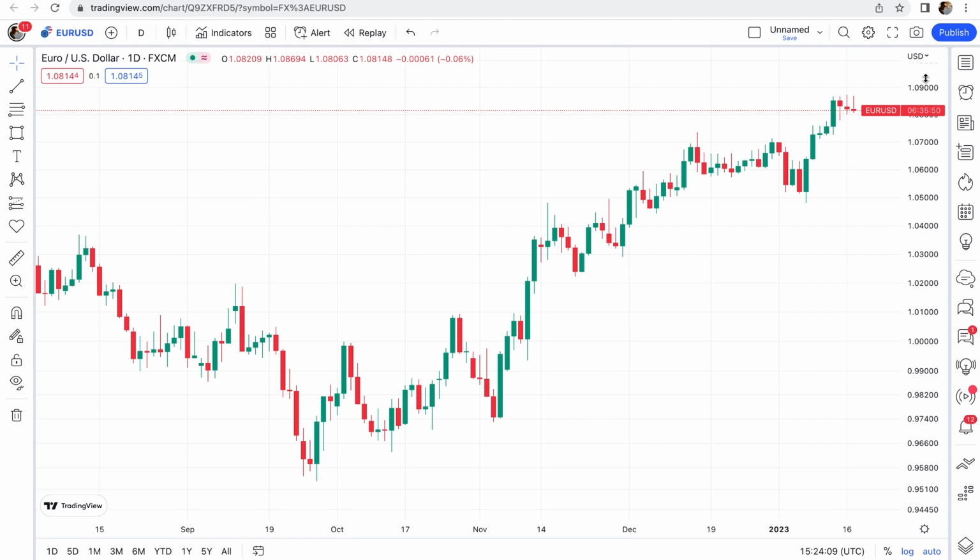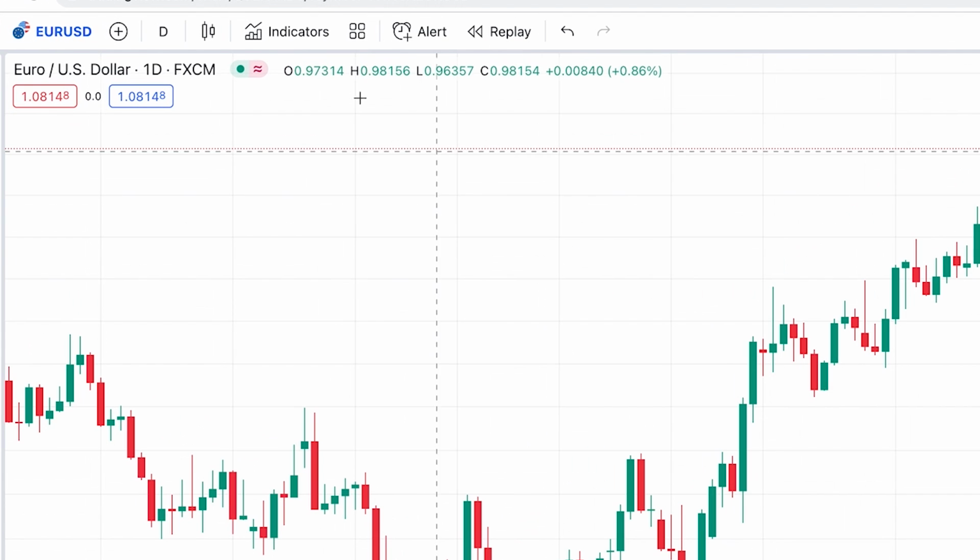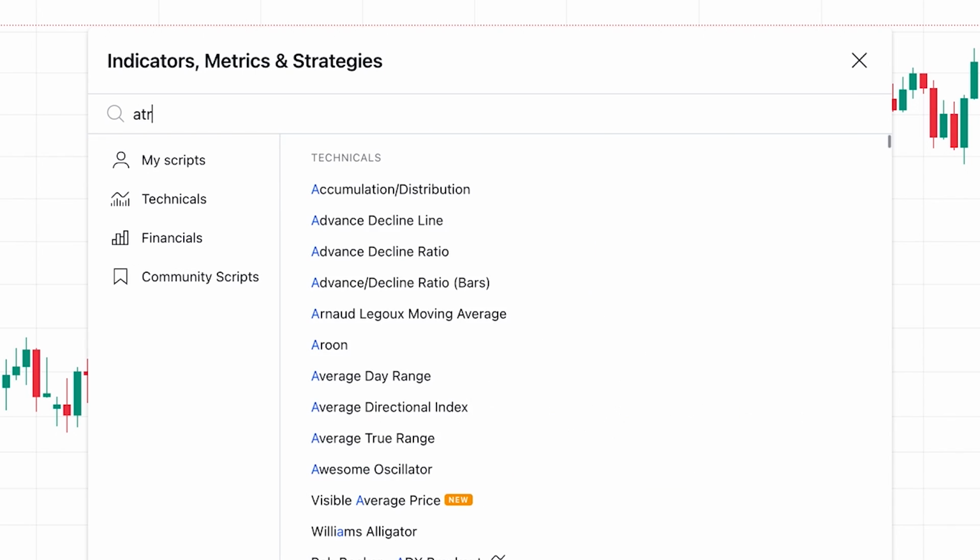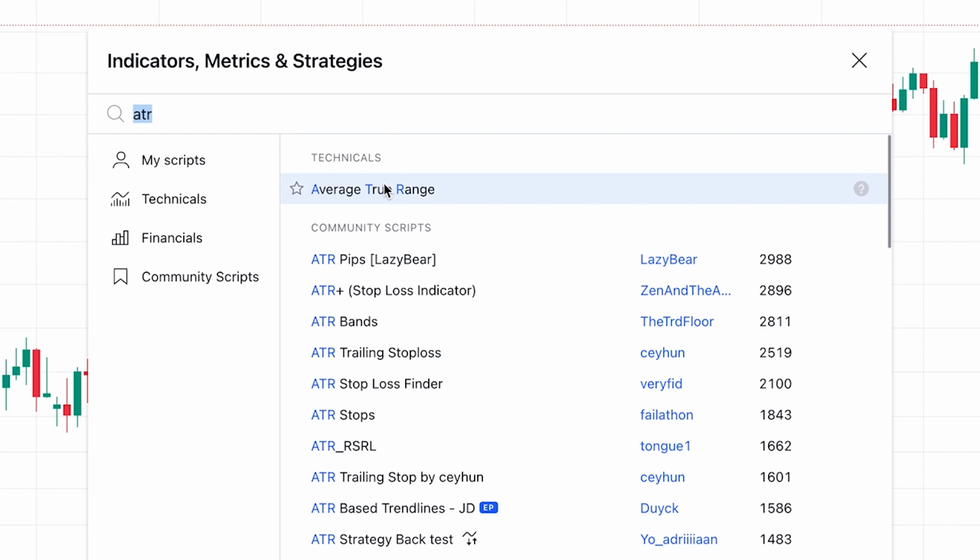ATR is available on most trading platforms and on TradingView. For adding it to our chart, here we click on indicators and we search ATR. This one, Average True Range.